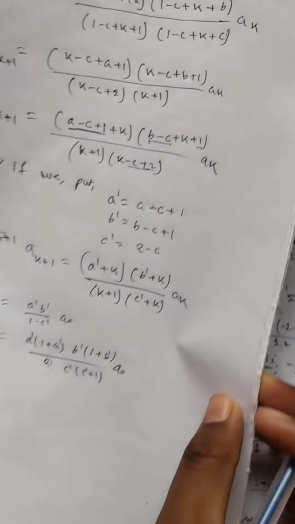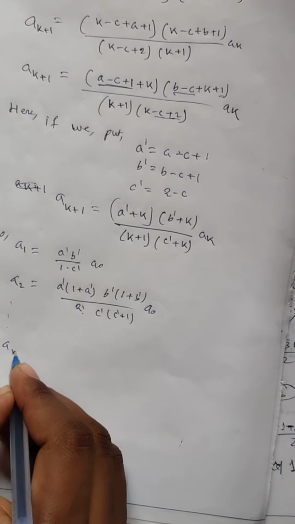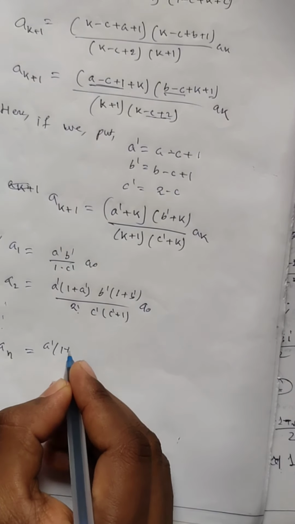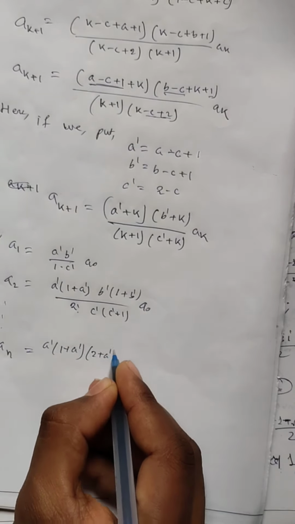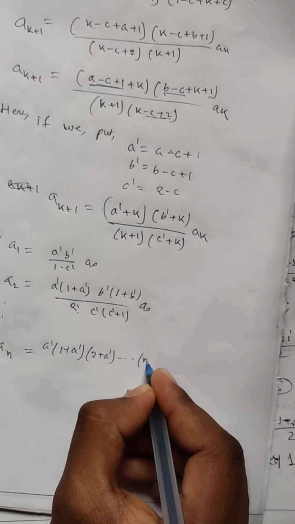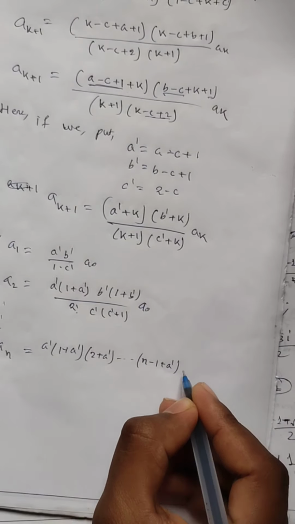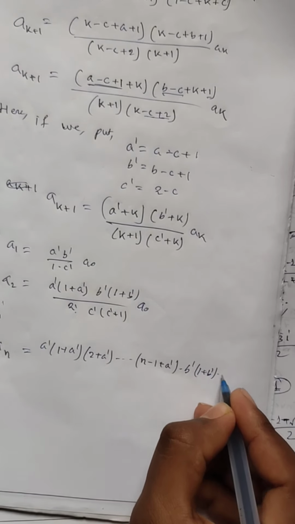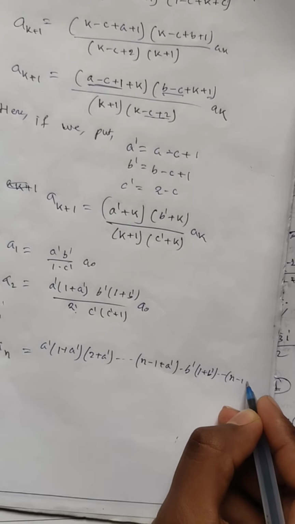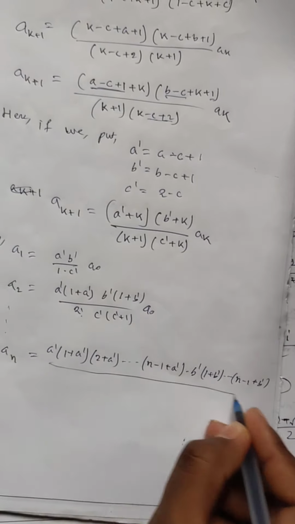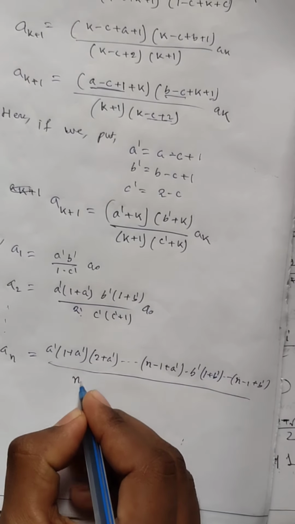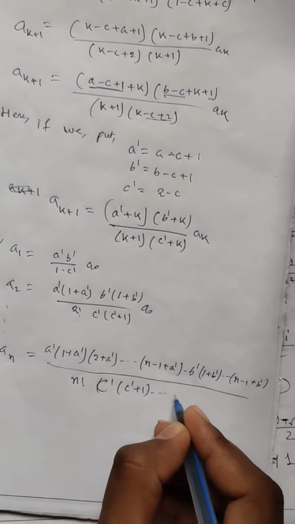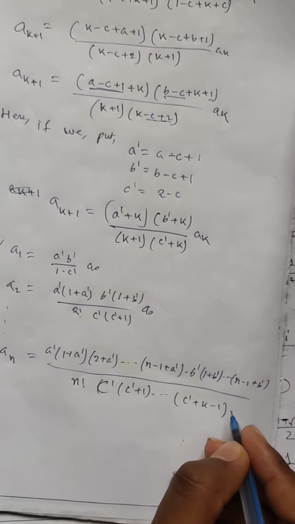Similarly for an we get a prime (1 plus a prime)(2 plus a prime) up to (n minus 1 plus a prime), b prime (1 plus b prime) up to (n minus 1 plus b prime), divided by n factorial and c prime (c prime plus 1) up to (c prime plus n minus 1).